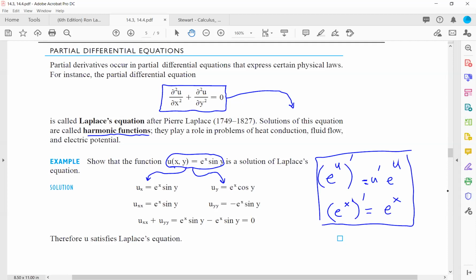You are taking the derivative with respect to variable x. It means that your y is a constant. So you copy down sine y, and the derivative of e to the x is just e to the x. Now you can take the second derivative of the function with respect to x again. The same process, e to the x sine y, taking the derivative with respect to x. The derivative of e to the x is e to the x, and you copy down sine y.